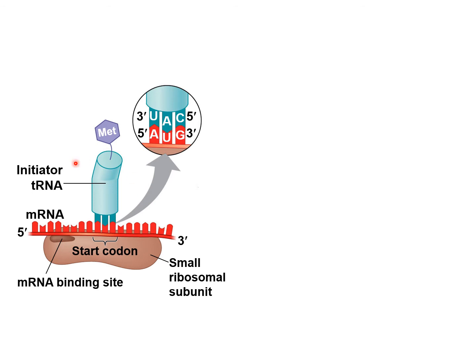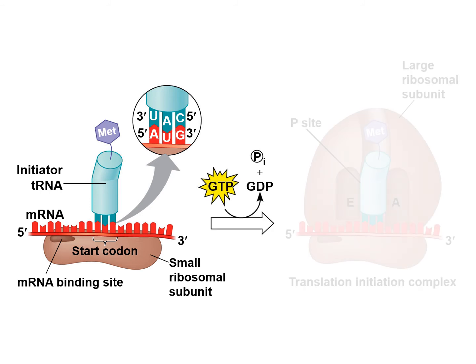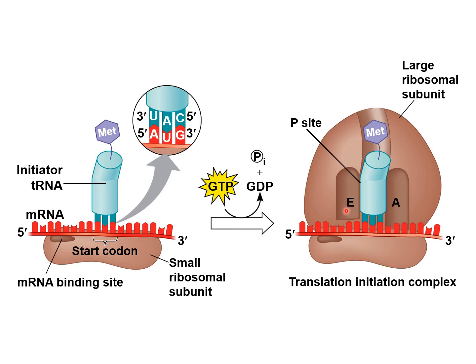So here it is from your book. Small subunit, mRNA with the initiator tRNA, slides along till we find that AUG. And there's that anticodon I mentioned, UAC. In any case, once that has been found, we bring in the large subunit. But we can't do that by itself. We can't get there without a little bit of help from energy.